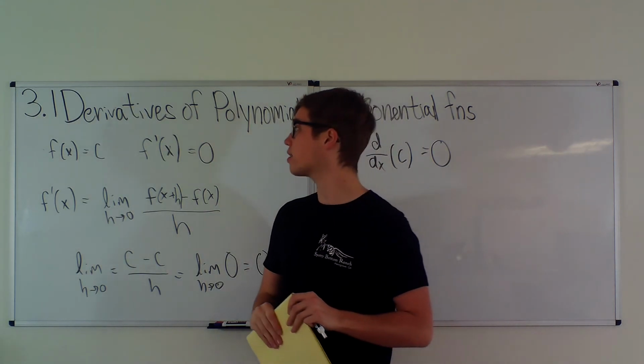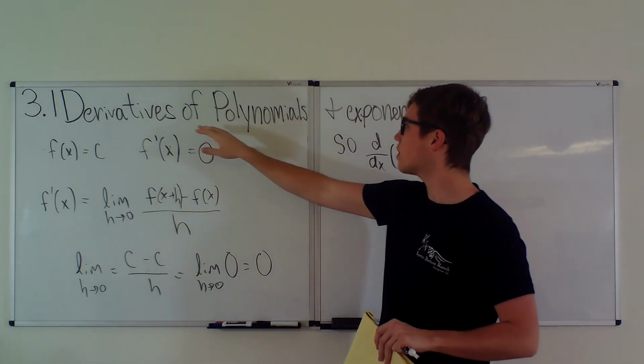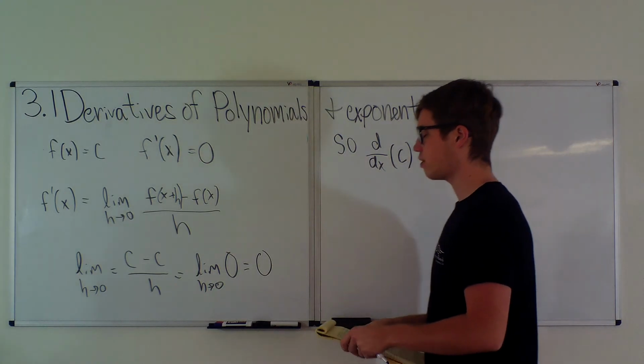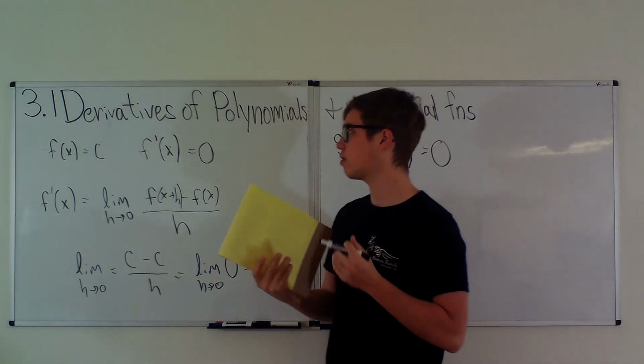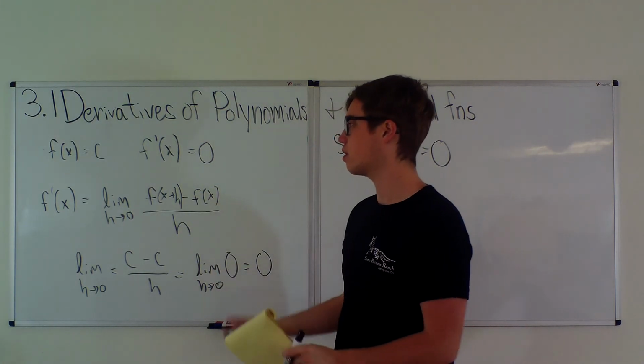Today we're going to be covering section 3.1, derivatives of polynomials and exponential functions. So we're going to start off with constants. What's the derivative of a constant? And the constant is just a number.